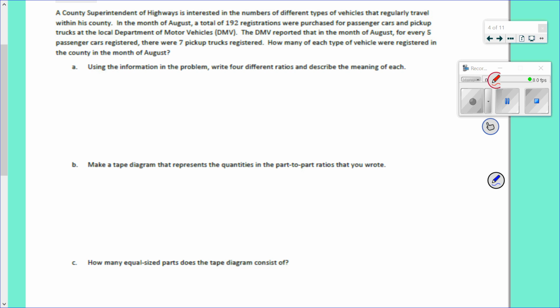The County Superintendent of Highways is interested in the numbers of different types of vehicles that regularly travel within his county. In the month of August, a total of 192 registrations were purchased for passenger cars and pickup trucks at the local Department of Motor Vehicles. The DMV reported that in the month of August, for every 5 cars, there were 7 pickup trucks registered.